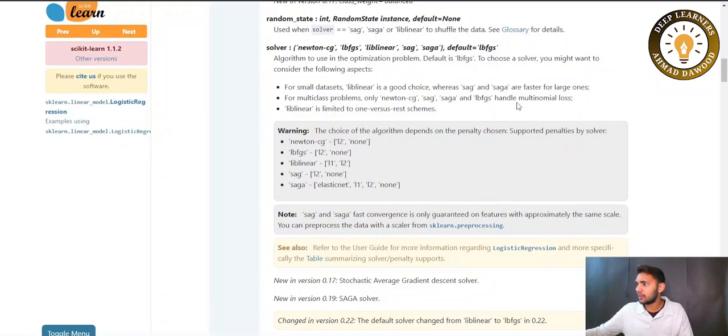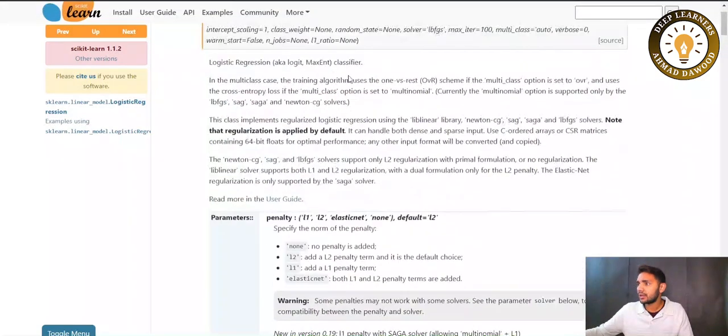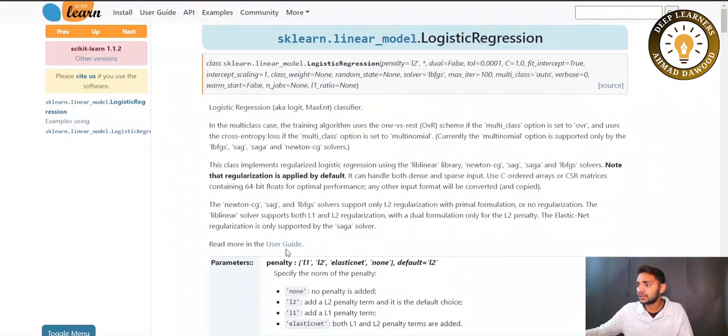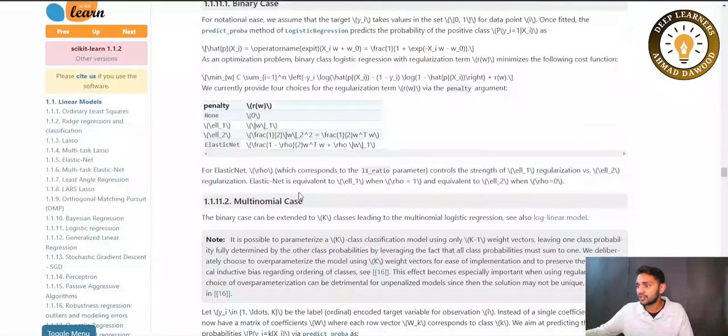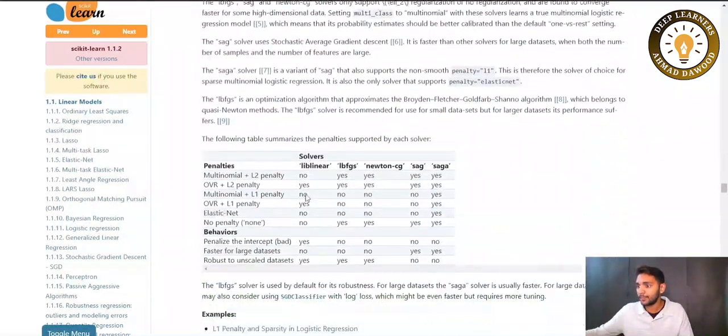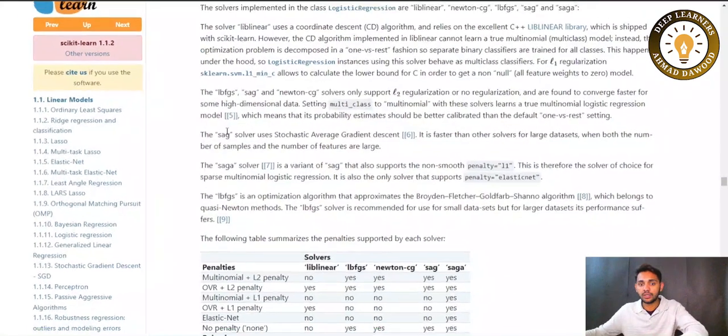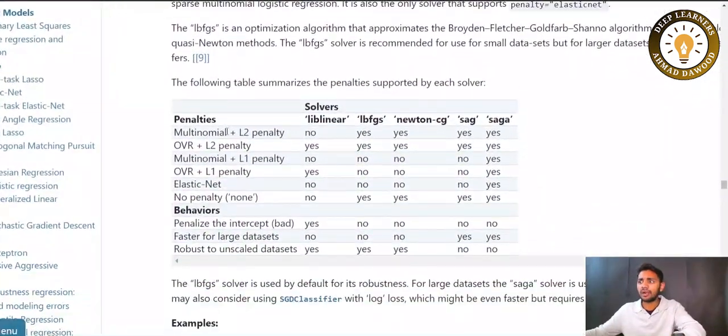If we go here, like the user guide of sklearn, they have also mentioned this table. Okay, no need to remember that table, but it has mentioned all the cases, with which parameter values we can use which solvers. Okay, so regarding multinomial and OVR, I will discuss it here.